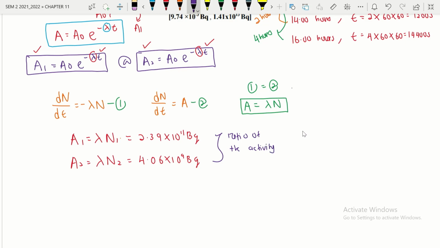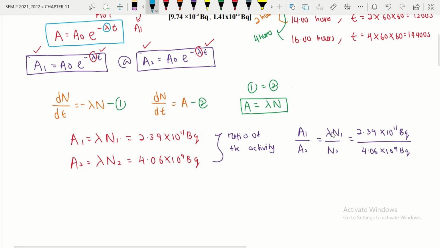So the ratio will become A1 over A2 equals lambda N1 over N2, which is equal to 2.39 times 10 to the power of 11 becquerel divided by 4.06 times 10 to the power of 9 becquerel. And we know the decay constant is the same. Why is the decay constant the same? The decay constant is the same because it is the same radioactive substance. We already have the ratio of the activity.